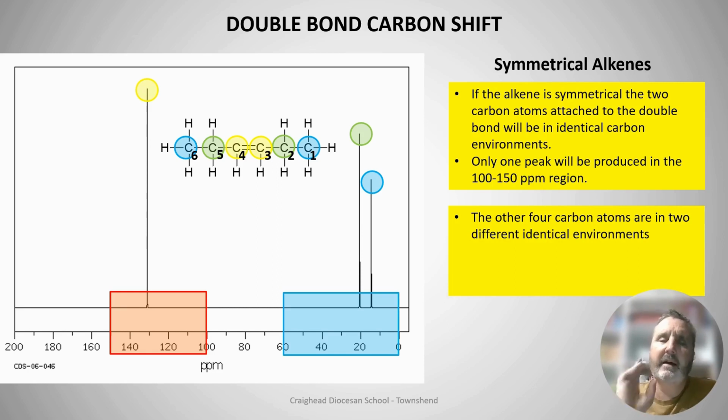Notice the carbon-hydrogen bonds, that's the carbons that only have carbon-carbon and carbon-hydrogen bonds, are found within the range 0 to 60. And if they're not directly attached to a chlorine or an oxygen, they're usually found lower down the range.